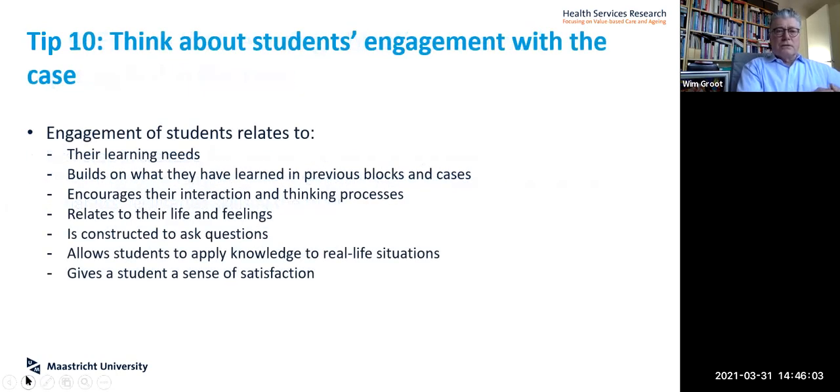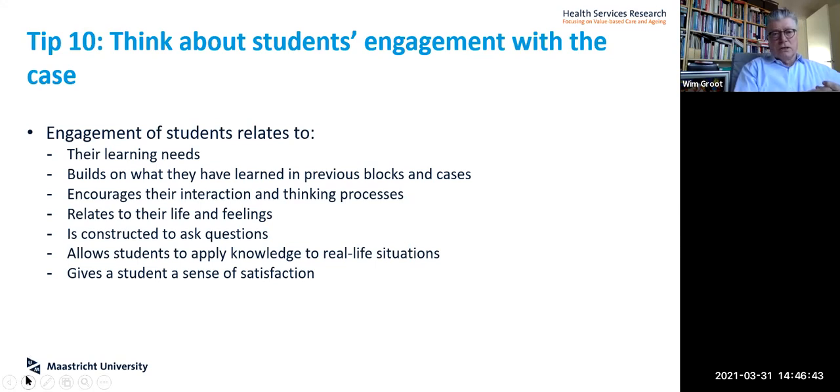The next tip is to think about students' engagement with the case. The students' engagement relates to their learning needs. What do they need to know at the end of the case and at the end of the unit? Does it activate and build on previous knowledge? Does it build on what they have already learned? You should avoid, of course, repetition, where there's no build up in learning of students. Does it encourage interaction and the thinking process? Does it lead to a good discussion in the tutorial group?